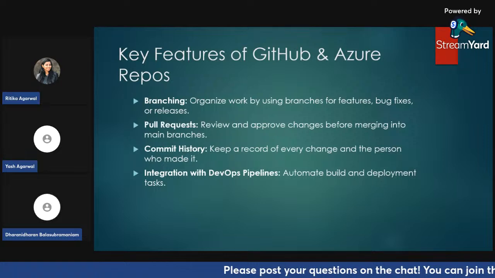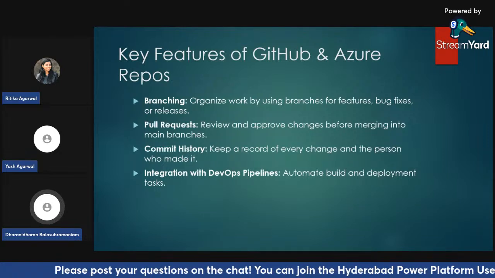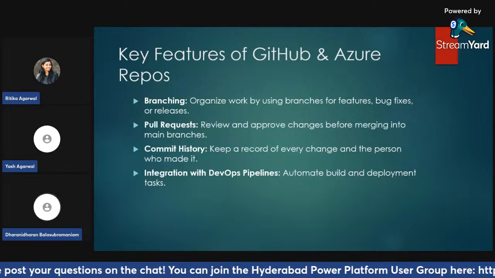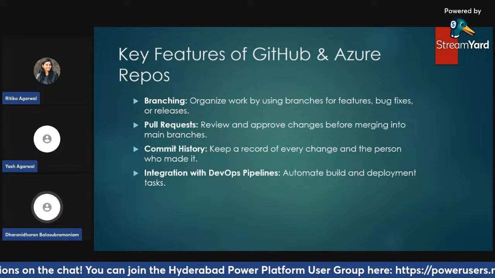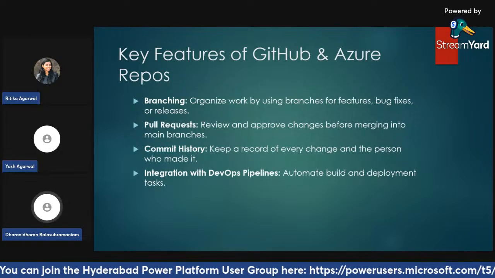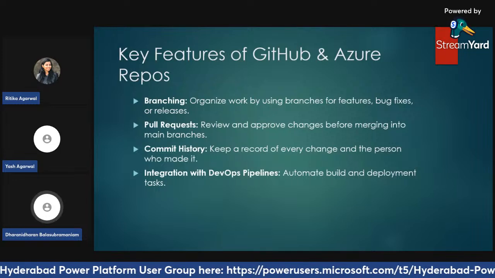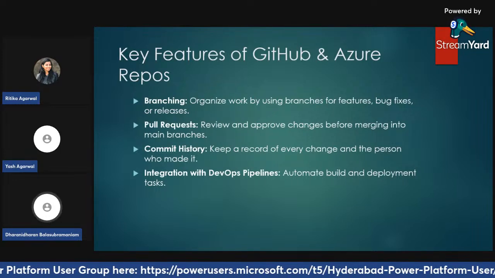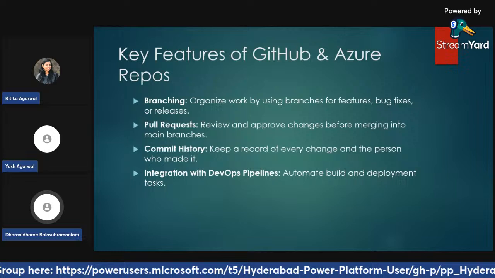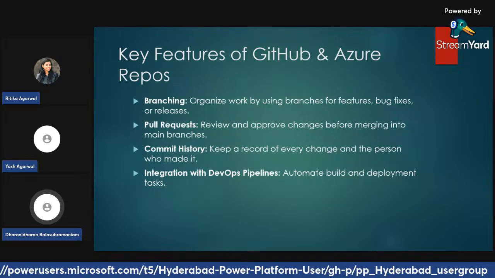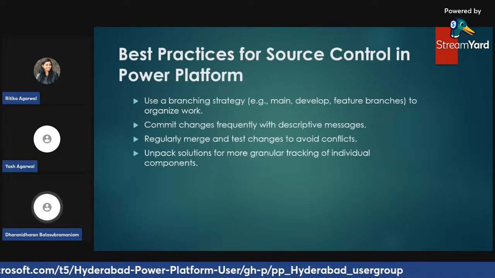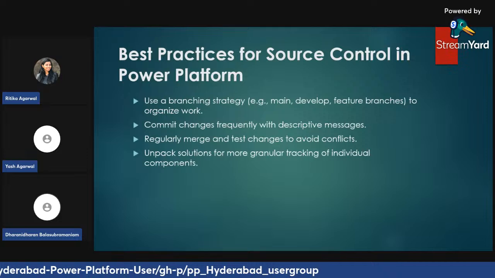Okay. Next is the integration with the DevOps pipelines. GitHub and Azure Repos integrate very seamlessly with Azure DevOps. It allows us to automate the build and deployment tasks, so changes are automatically deployed to the different environments whenever they are ready. The pipeline will trigger automatically and move the solution to the other environments.